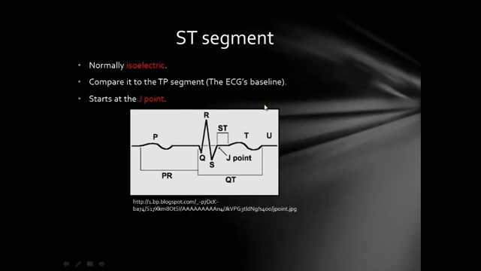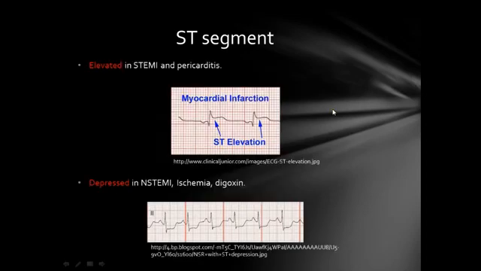Where is the ECG's baseline, so you can compare it? It is the TP segment. So you have here the T ending. This is the T wave. So you get here the TP segment. This is the P wave. So this is right here. This is the ECG's baseline. So you can see here the ST segment is at the level of the TP segment. So this is a normal ST segment.